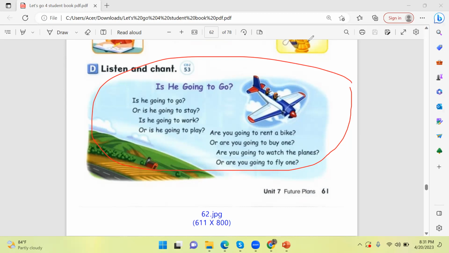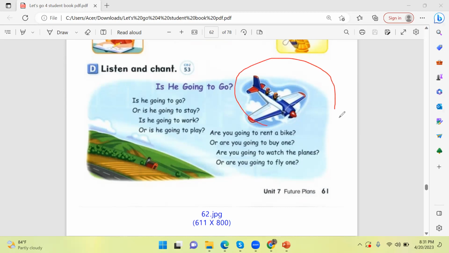Very good. So in this sentence, what picture is this? Can you tell me what is this? It's a plane, or it could be an airplane. Very good. And then, can you please tell me what is the color of this airplane or plane? It's white, blue, red, orange, yellow, and black. Okay, very good, Julia.